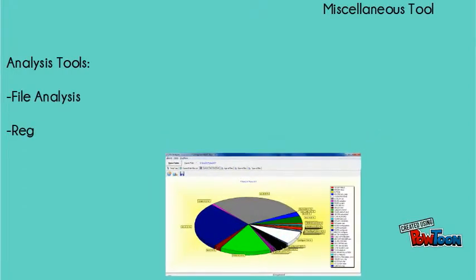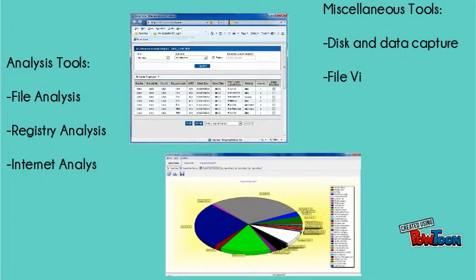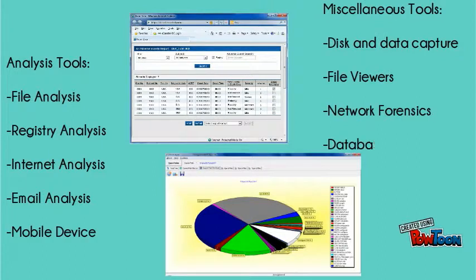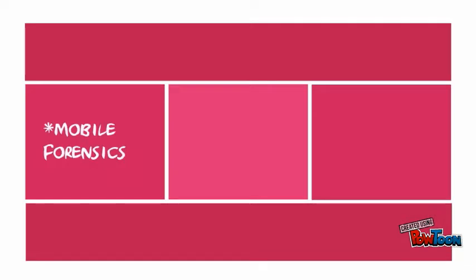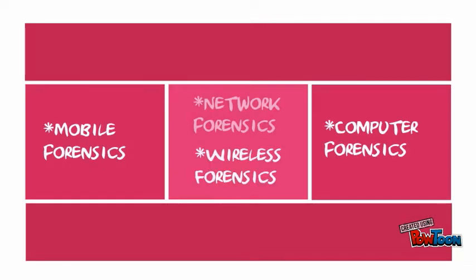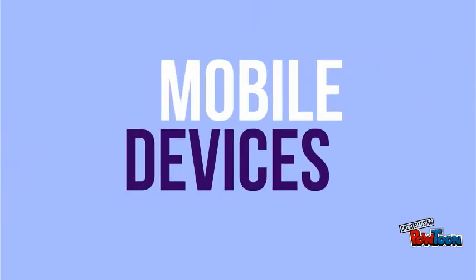Some different tools are file analysis tools, registry analysis, internet, email, and mobile device analysis. There are 6 different types of digital forensics, but we're only going to be talking about 4. Mobile, computer, wireless, and network. What are the mobile device forensics?